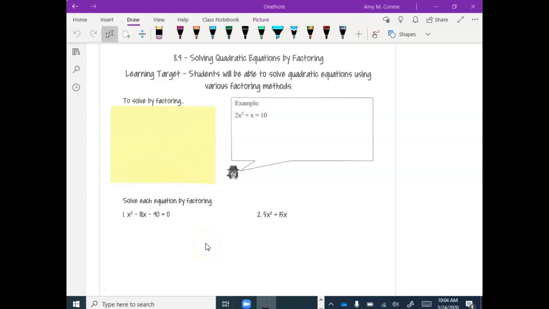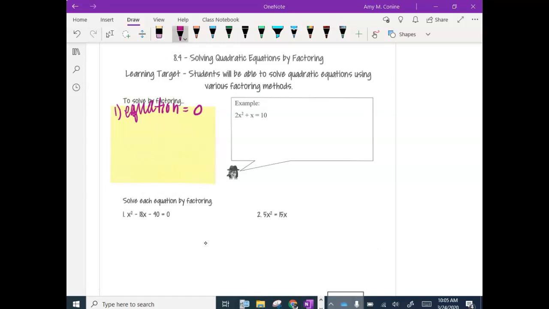Hey everyone. All right, so for this lesson, solving quadratic equations by factoring, we have a few steps that we're going to do so we can solve our quadratics by using the factoring that we've talked about. So the first thing you're going to do is you need to make sure that your equation is equal to 0 before you start doing anything. So for our example, we're going to write a step and we'll do the example.